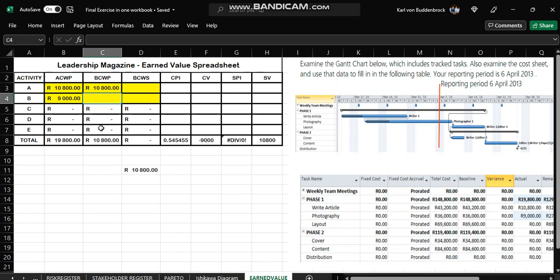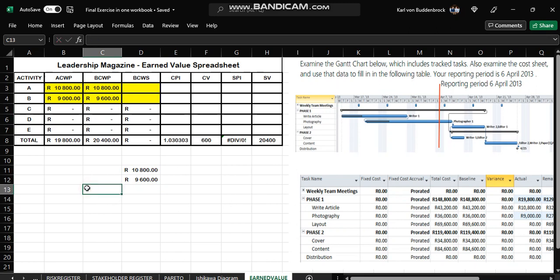We would need to work that out as well. How much of that task has been performed? Well, we have Wednesday, Thursday, Friday, and Monday, and that runs at 2,400 Rand a day. So we've got 4 days. So it equals 4 times 2,400, and we've got 9,600 there, which is quite interesting. Here we do have a discrepancy of 9,600.